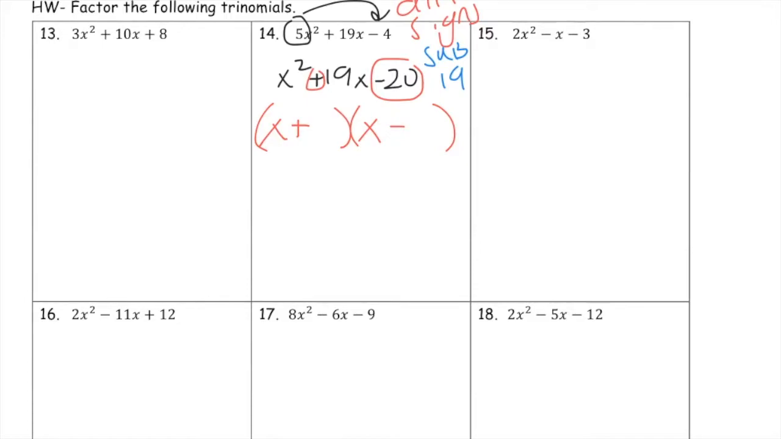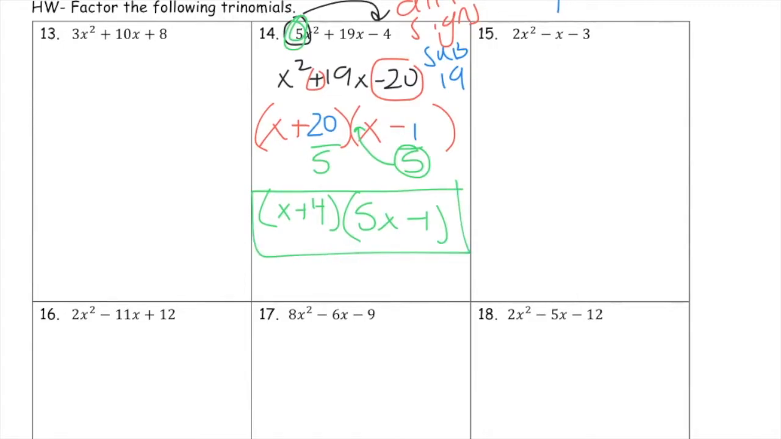Well, let's take a look. So 20, we have 20 and 1. Would 20 and 1 subtract to 19? Yes. So the bigger number comes first, like this. Alrighty, now we need to divide out that original leading coefficient, and then we're going to bottoms up. So 20 divided by 5 is 4. And then 1 divided by 5 does not go in evenly, so we're going to bottoms up. 5x minus 1. So that is your first one.